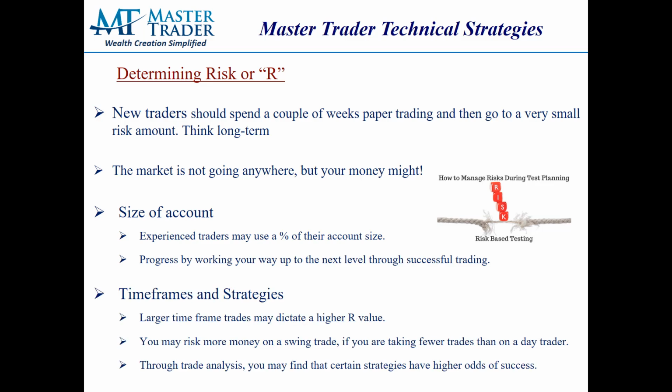Your time frames and strategies. Larger time frames may dictate a higher risk value, and that would be because you're doing fewer trades. As a swing trader, maybe you're only doing 2 trades a week as an estimate of what you might be doing. And through that, whatever your risk is per week, you can divide that by 2 trades, and you could put on a larger position size, of course, based on where your stop is going to be, which is going to be a bit larger for swing trades the majority of times. But we'll get into all of that.